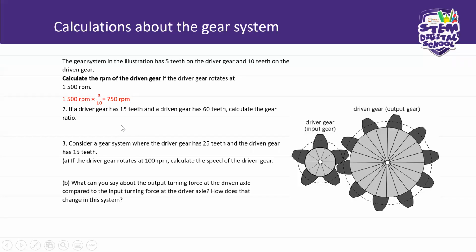Right. If a driver has 15 teeth and the driven gear has 60 teeth, calculate the gear ratio.